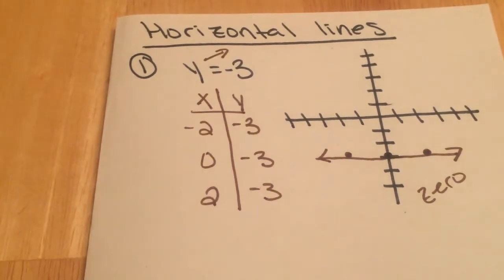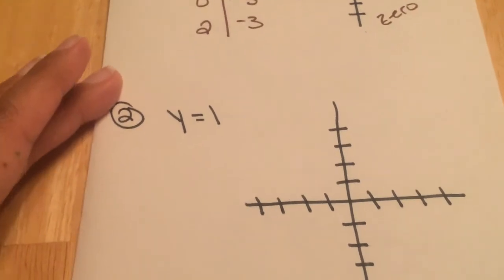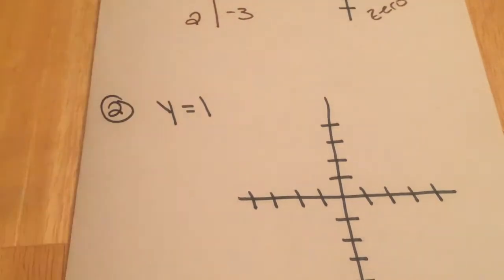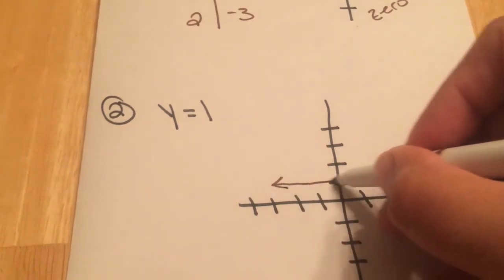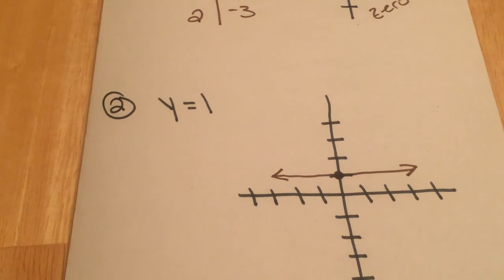So everything's all interconnected. And then the last thing that we're going to see is y equals 1. Again, we don't have an x. We know y equals. Anytime we see that is going to produce a horizontal line. So I'm just going to come over here, put a point there at 1, and then draw my horizontal line. Good? Great.